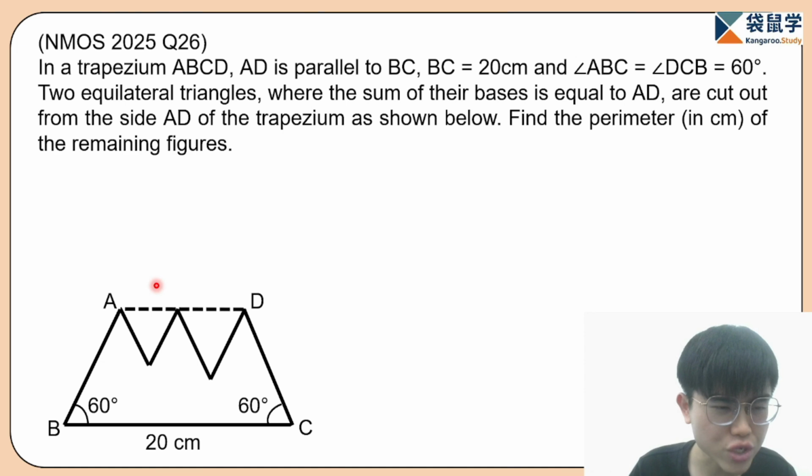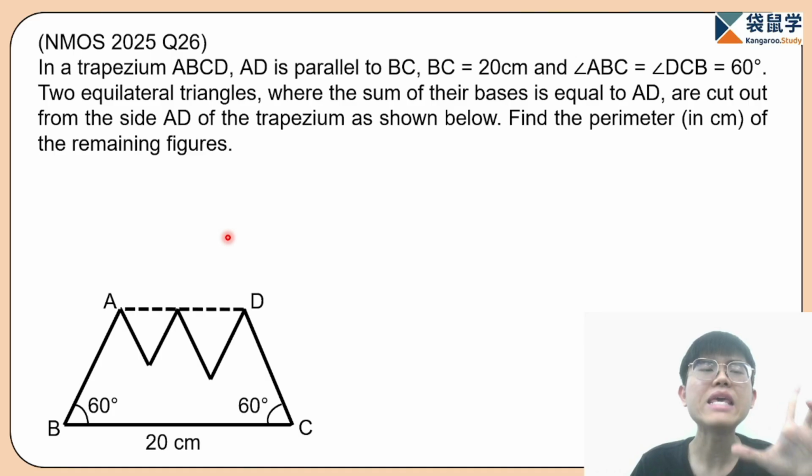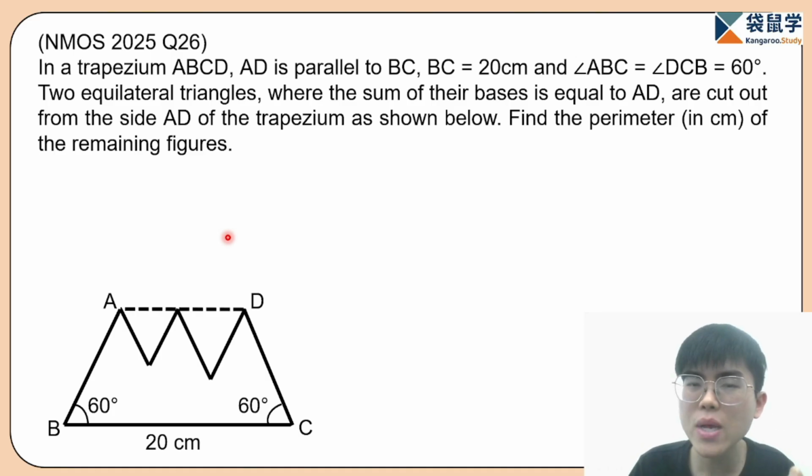Everyone, in this question right here, we say that this triangle and also this triangle, both of them are equilateral triangles. And then we say that the sum of their bases, this part and also this part, are equal to AD, right? And then we are asked to find the perimeter in cm of the remaining figure, right?